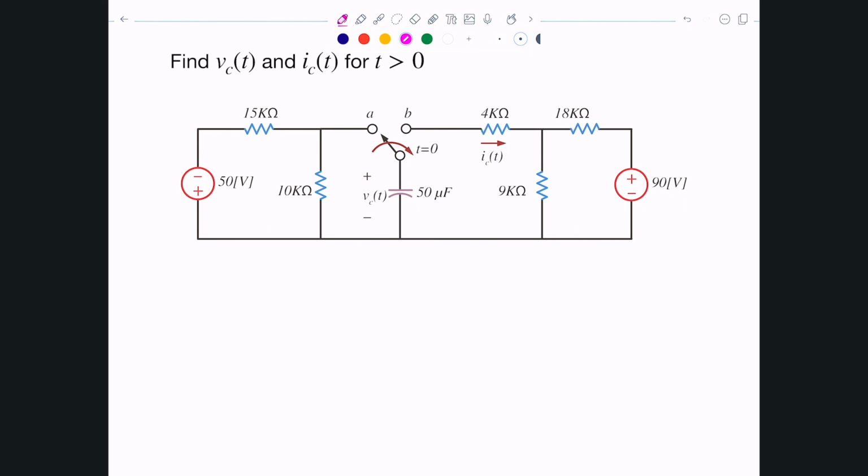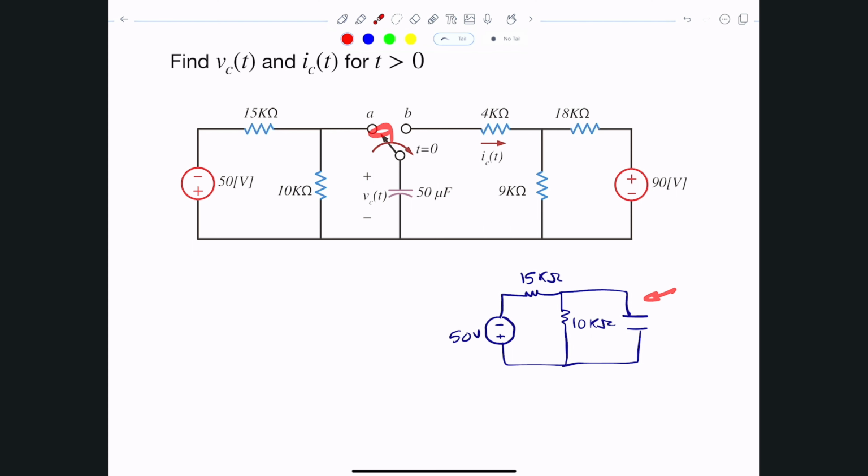So let's get started. I usually start by computing the initial voltage stored. I'm going to call it initial because I want to figure out what the voltage across this capacitor was at t equals 0. If we assume the switch has been at A for a very long time, the circuit we have is this negative 50 volts, then the 15 kilo ohms, and then the 10 kilo ohms, with this capacitor connected in here. I eliminated the A because this is the circuit we have.